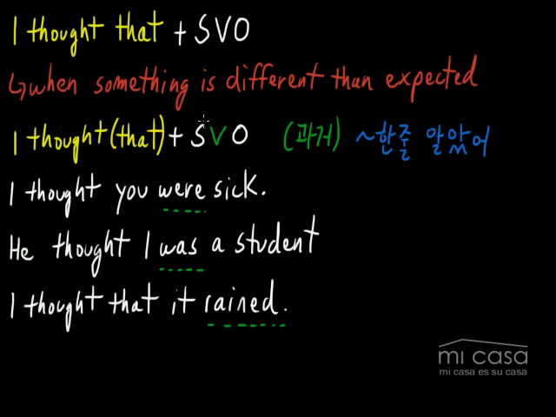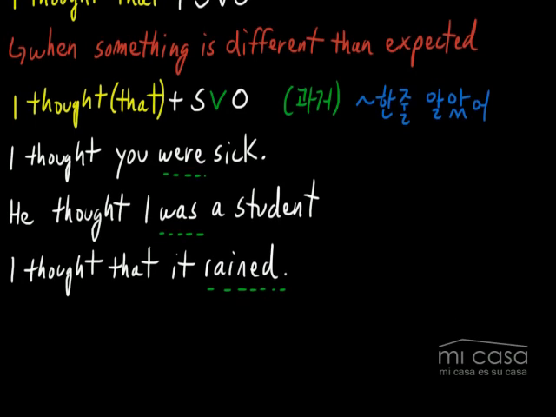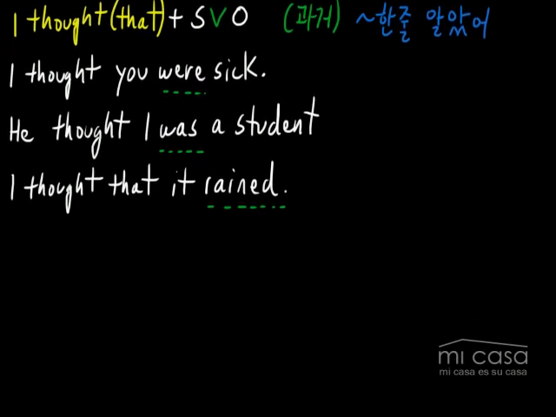I thought that plus a full sentence where the verb is in the past tense, 과거, and this will mean 뭐뭐 한 줄 알았어. But there are actually different ways to use this structure. You could also say 뭐뭐 하는 줄 알았어. So let's go ahead and look down at how we would say that in English. In this case, you would say I thought that, again, that is often omitted, so I'm going to put that in parentheses.